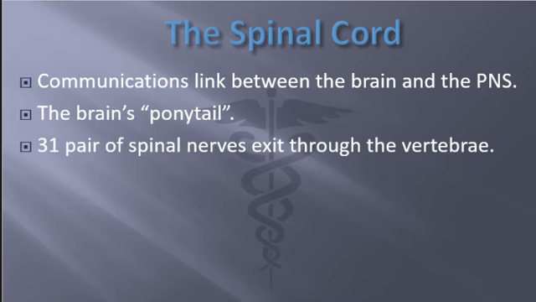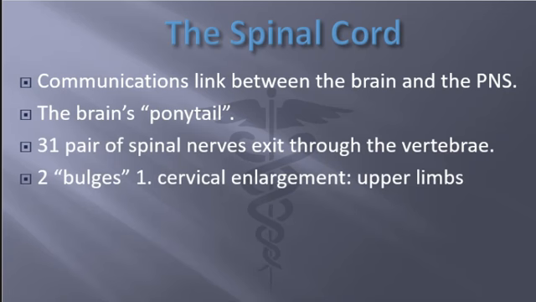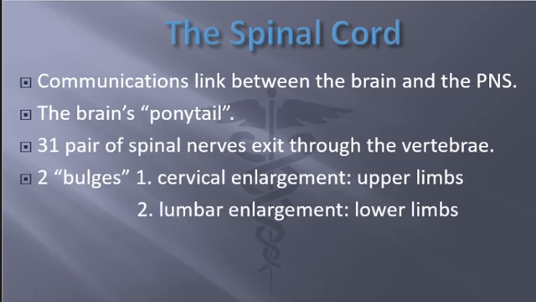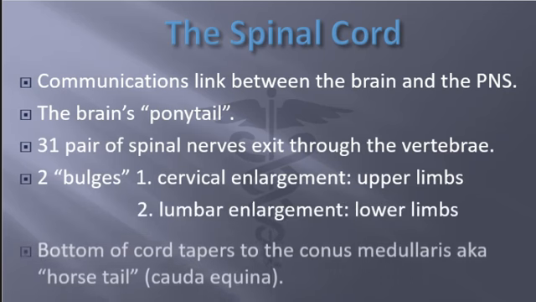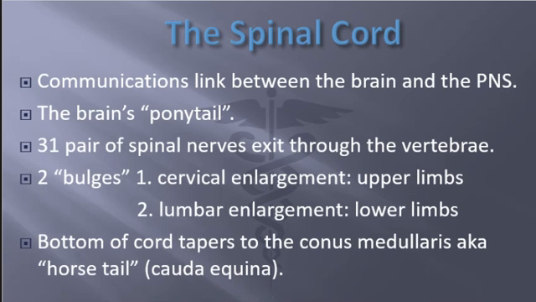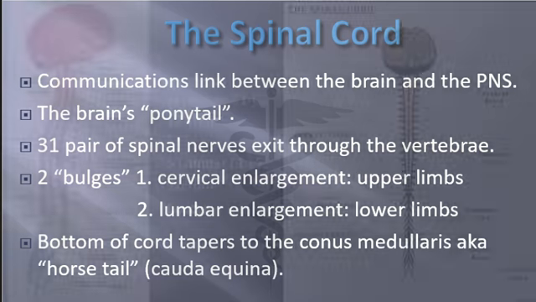There are 31 pairs of spinal nerves which exit through the vertebrae. Two bulges: one called the cervical enlargement, which is where the nerves come out for the upper limbs. Two, the lumbar enlargement, where the nerves come out for the lower limbs. The bottom of the cord tapers to the conus medullaris, also known as the horse's tail or the cauda equina. We're going to see a video here in a minute.